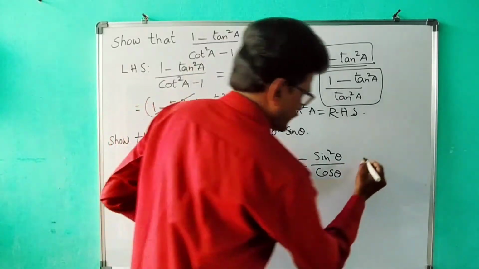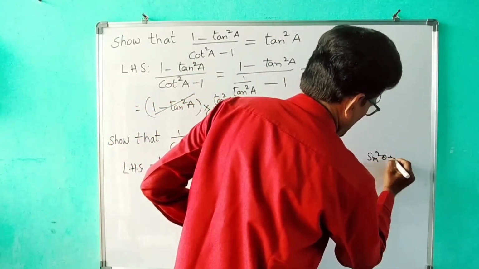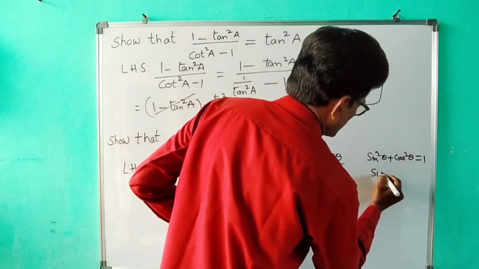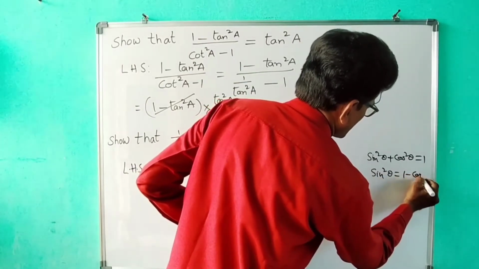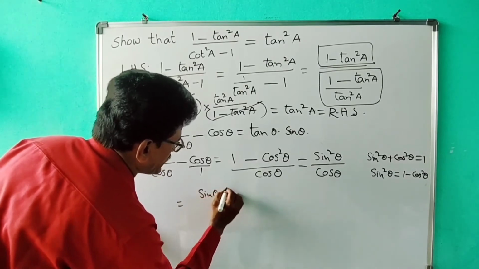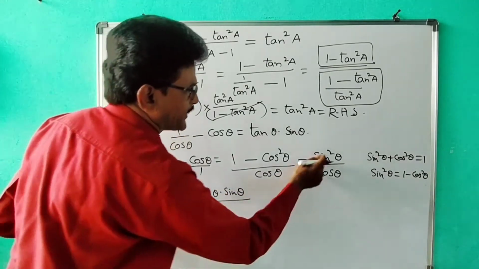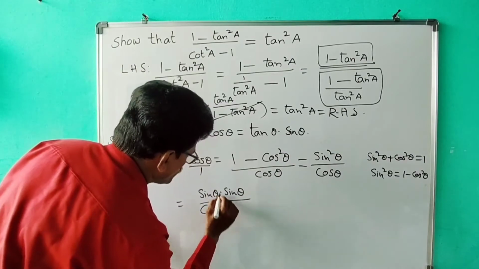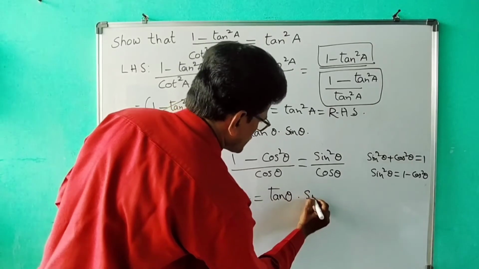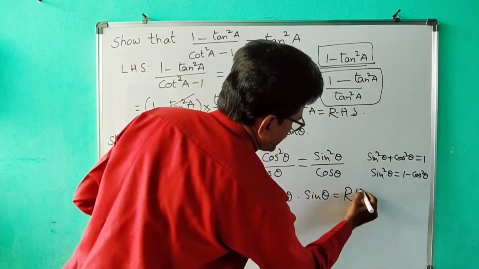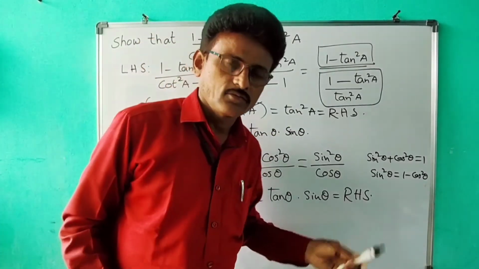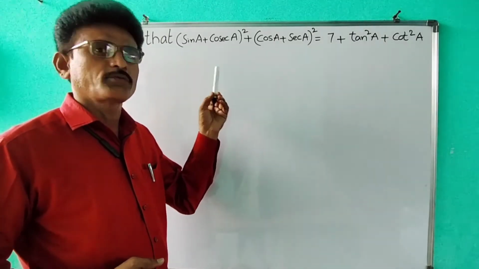So for 1 minus cos square theta, you can write the identity: sin square theta plus cos square theta equals 1. So 1 minus cos square theta is nothing but sin square theta. Now see, I am writing it as sin theta into sin theta, and separately I am writing this by cos theta. What is sin theta by cos theta? It is tan theta. And one more is sin theta. This is nothing but RHS. So what I have to show? Tan theta into sin theta. This is one of the important problems in this exercise.